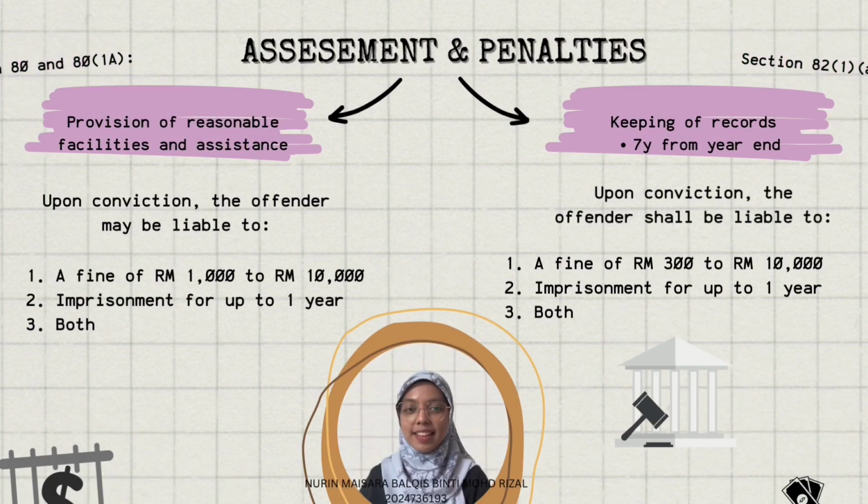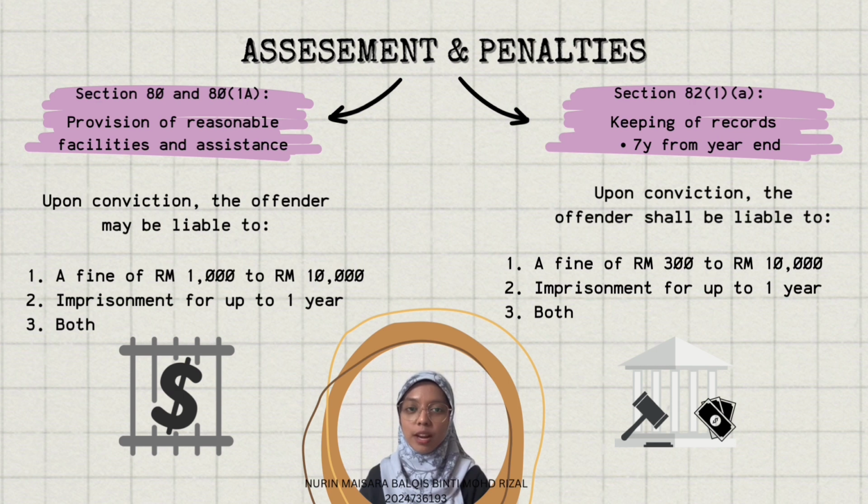Under Section 80 and 80 Subsection 1A, there is a provision of reasonable facilities and assistance, where the taxpayer needs to provide reasonable facilities and assistance to the IRBM when they are carrying out the field audit on the premises of the taxpayers. Upon conviction, the offender may be liable to a fine of 1,000 to 10,000 or imprisonment for up to 1 year or both.